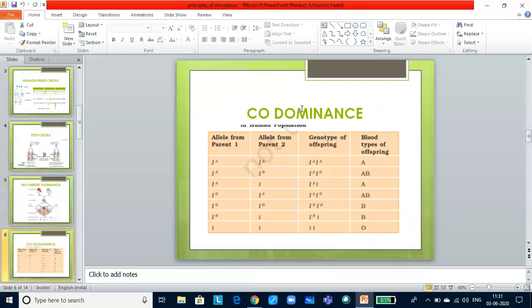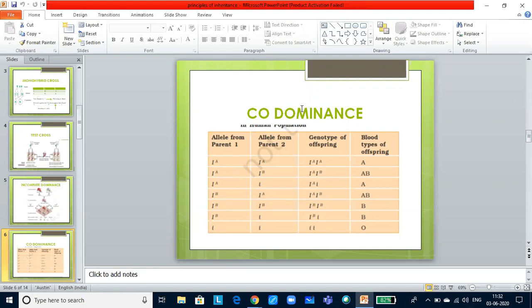As the name suggests, both are equal partners. When both the genes try to express themselves and both expressions are seen in the organism, then you call it codominance. A classical example would be blood group inheritance. We know that blood group is controlled by three alleles, that is gene IA, IB and i. IA is dominant over i, IB is dominant over i, but IA and IB are codominant.